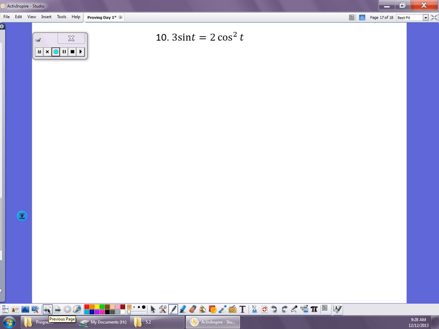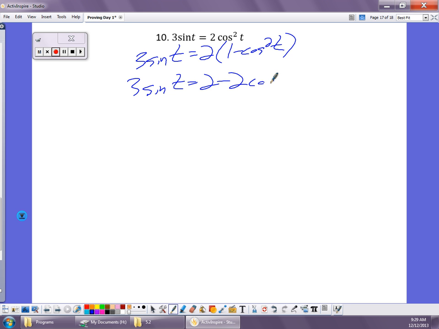10. So this is one we see that we don't have the same trig function, and we have a square. When you have cosine squared, we know we can change that to sine squared, right? So that would be my first move. 3 sine t equals 2, 1 minus cosine squared t. Distribute, so 3 sine t equals 2 minus 2 cosine squared t. Yeah, 1 minus sine. Thank you. 1 minus sine squared t, sine squared t.